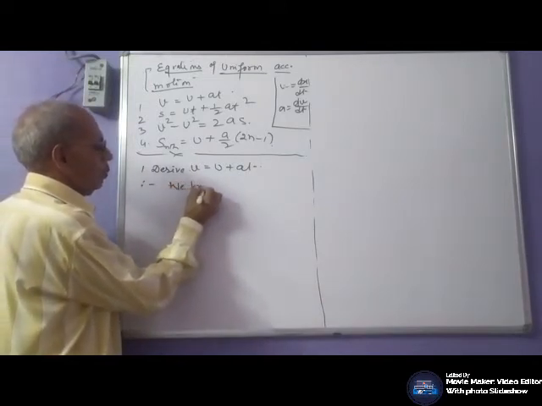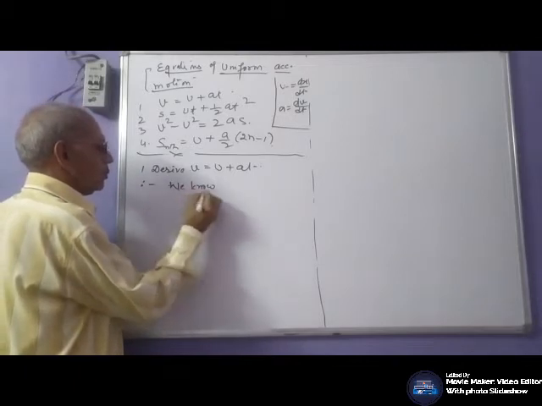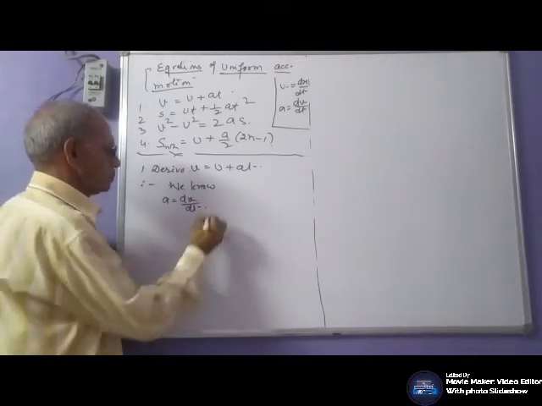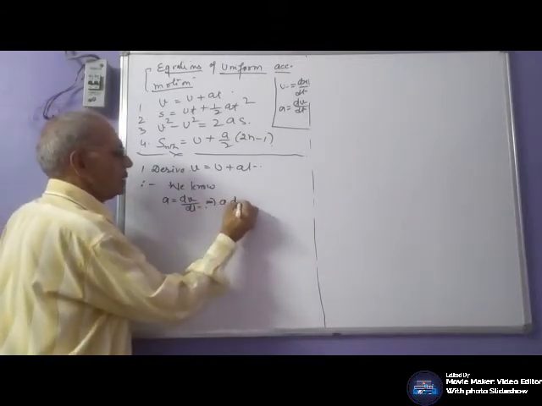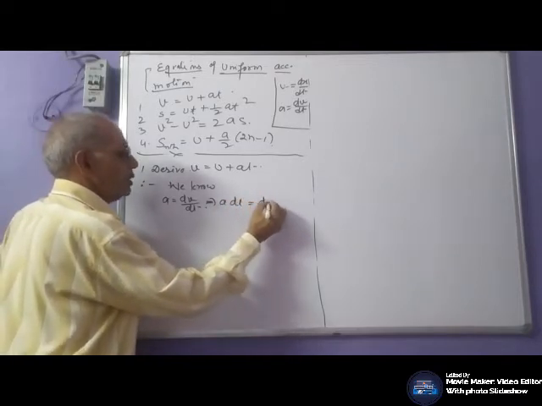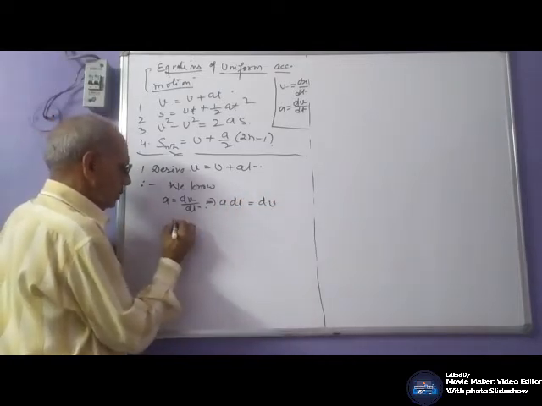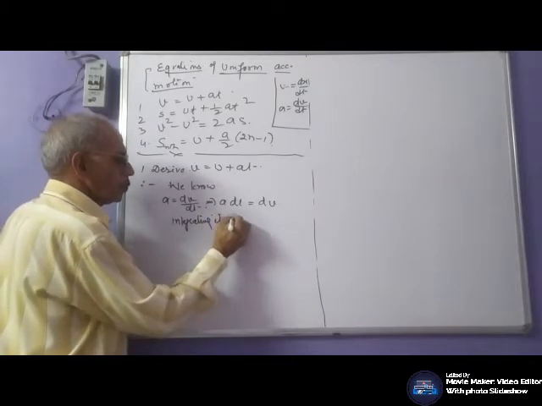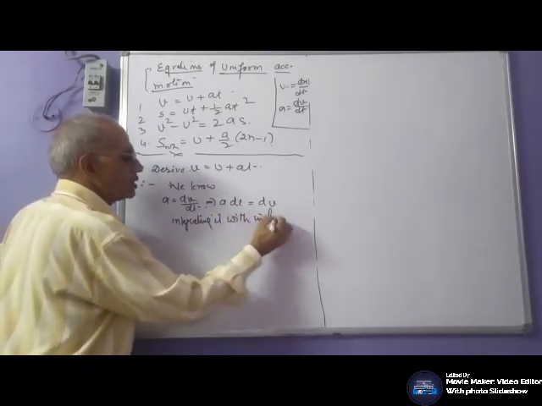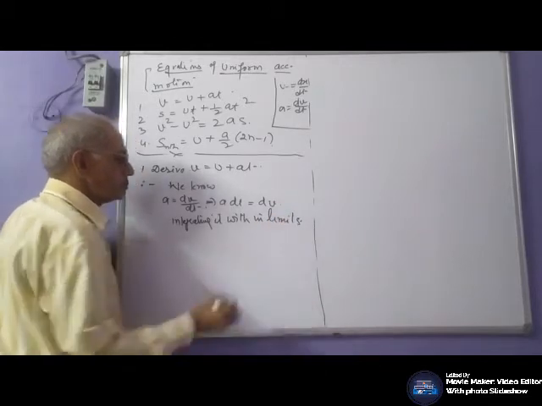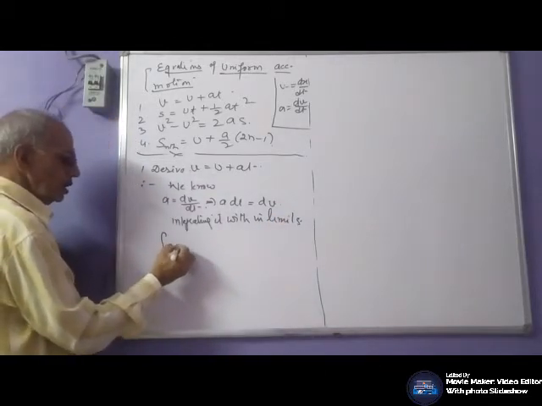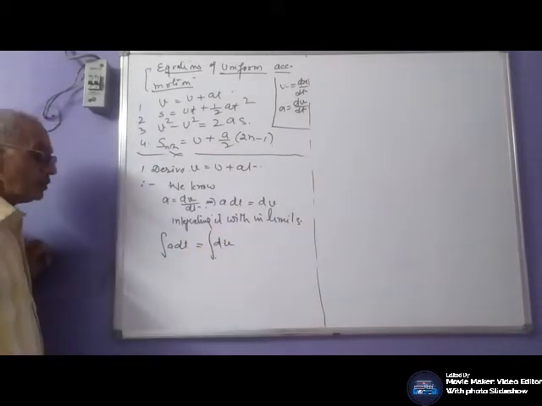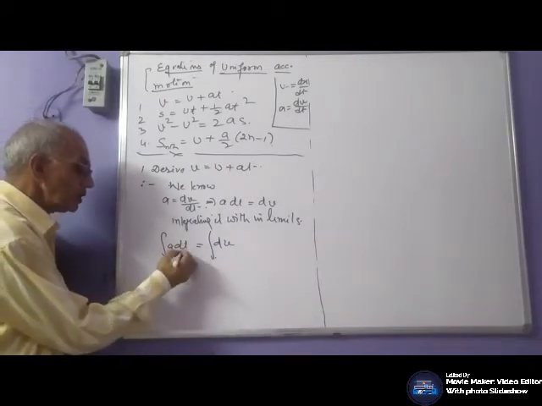We know a = dv by dt, so a dt = dv. Integrating it within limits. Integration within limits of the variable. Time is the variable.